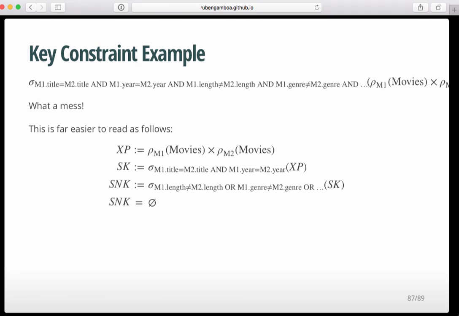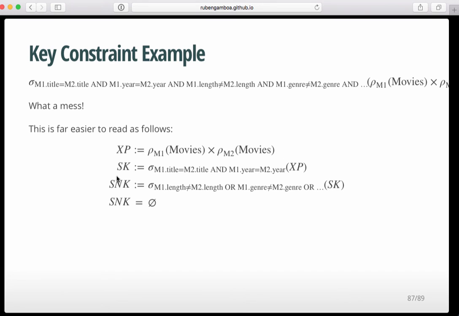Okay, so here's an example. This is actually a really nasty thing. In fact, it's so nasty it didn't even fit in my slides. But you can look at the conditions. M1 title is M2 title, M1 year is M2 year, and length is not equal to length, or genre actually is an and, not equal to genre, and so on. So let's bring it over here. We'll start with a cross product. That's just movies cross movies, and called it M1 and M2.